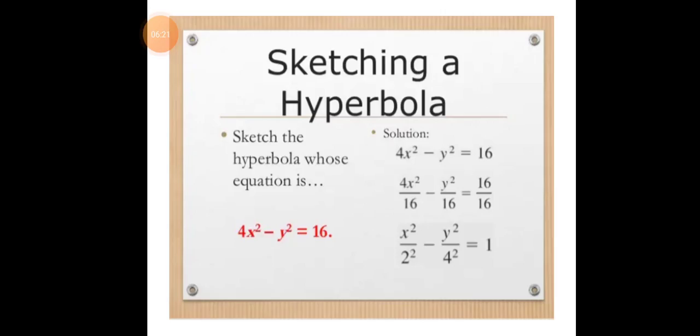Then, sketching a hyperbola: sketch the hyperbola whose equation is 4x squared minus y squared equals 16. The solution: 4x squared over 16 minus y squared over 16 equals 16 over 16. Then x squared over 2 squared minus y squared over 4 squared equals 1. So this is the answer.